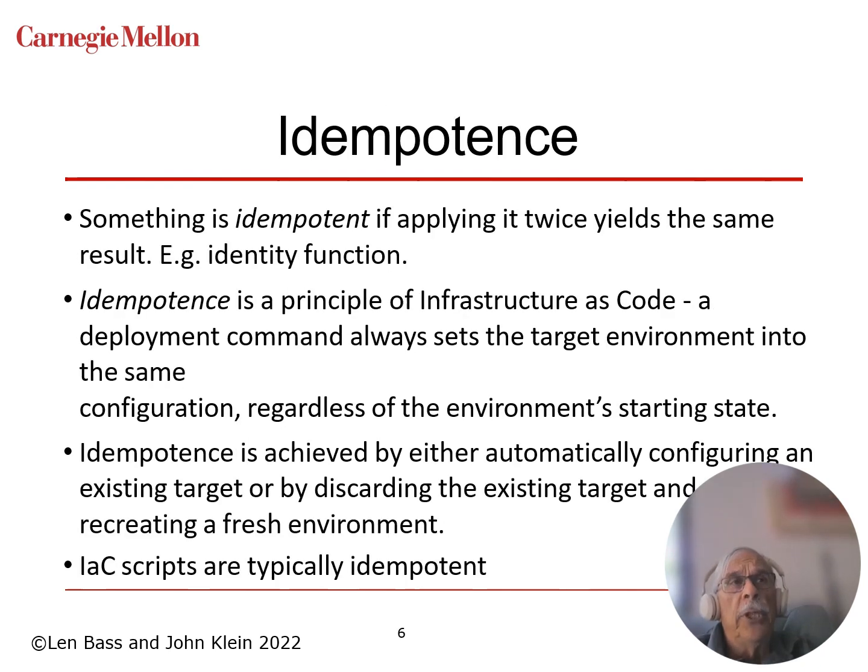There's also an associated notion called idempotence. Something is idempotent if doing it twice gives you the same answer. That comes from mathematics, where the identity function is idempotent. You can multiply something by 1 as many times as you want, and you still get the same thing. It's important that infrastructure as code be idempotent. You're going to have different teammates run the script. You're going to run the script at various times. If it's idempotent, then it doesn't matter when you run it, it will do the same thing.